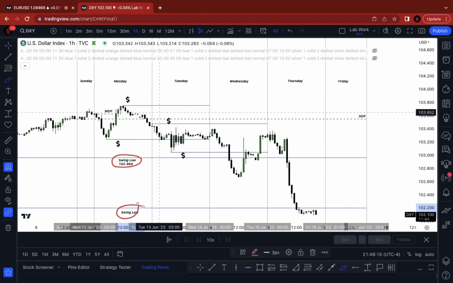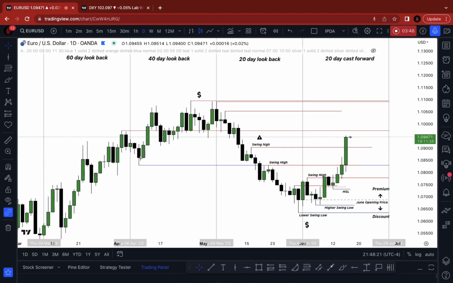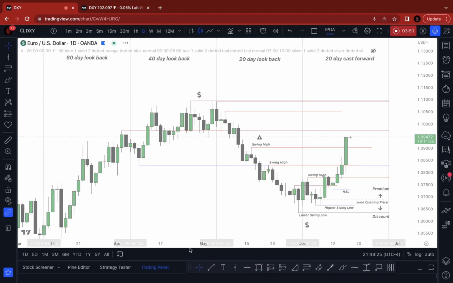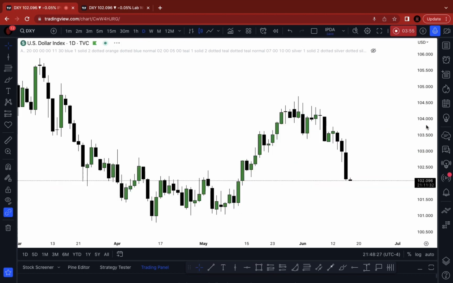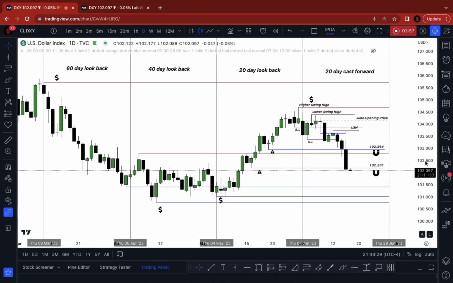So that's what you're seeing there on the daily, but translated on the 1-hour. Exactly the same thing here. So if we go back here, that's what you're seeing here for that week. Price breaking down all the way from Monday here.